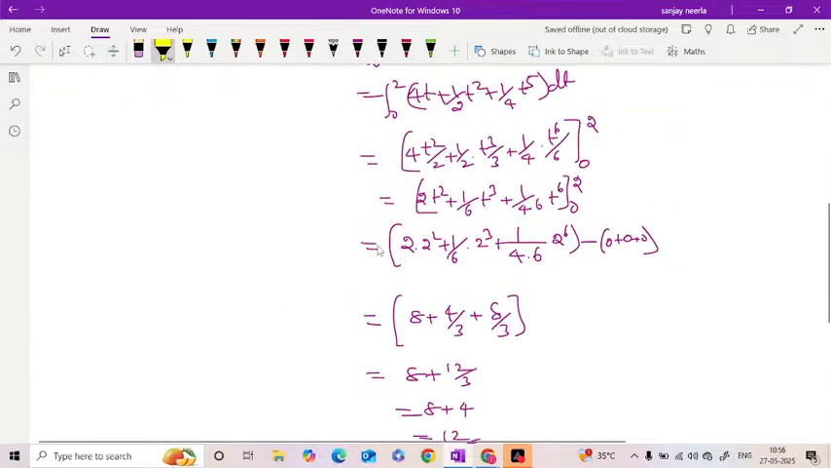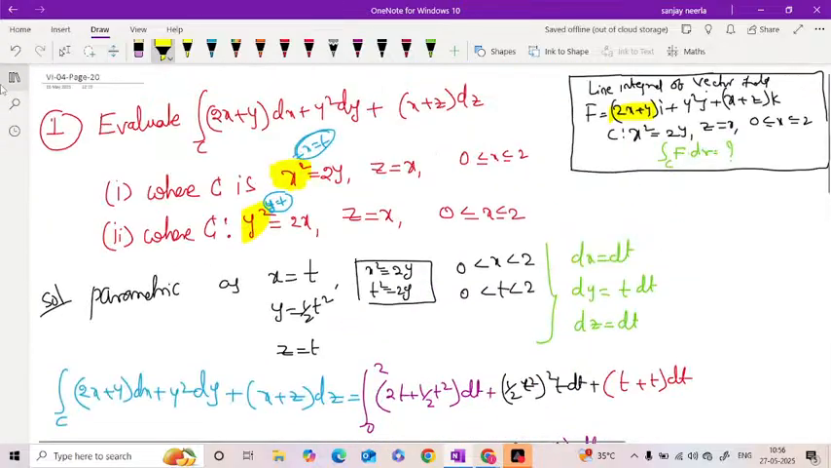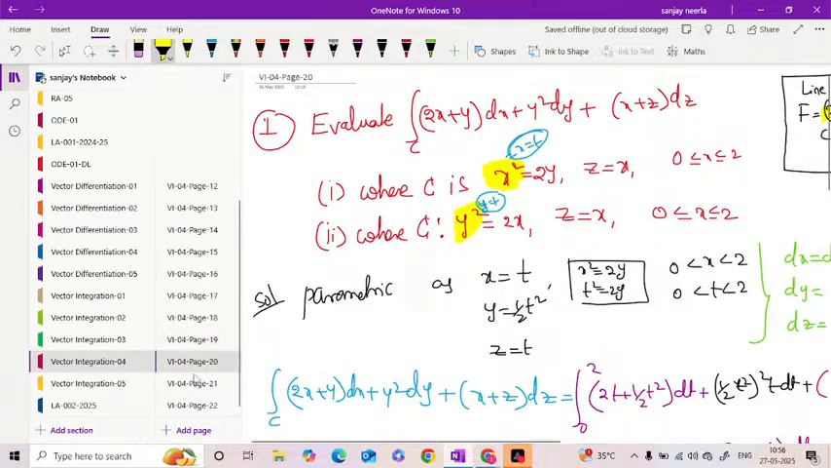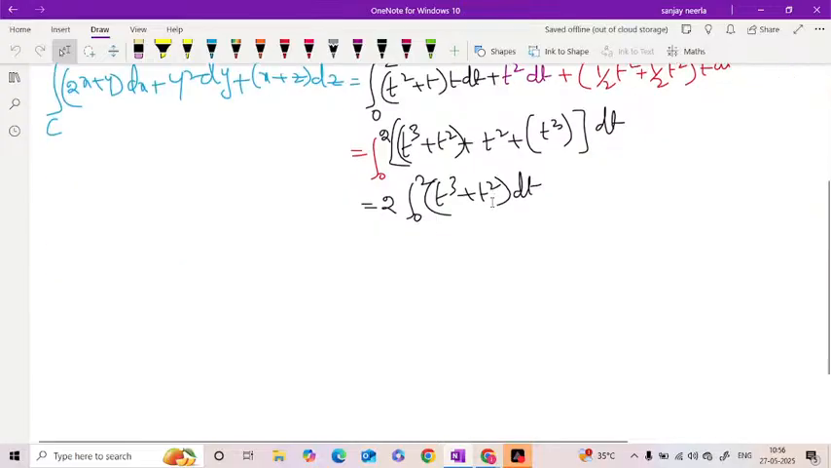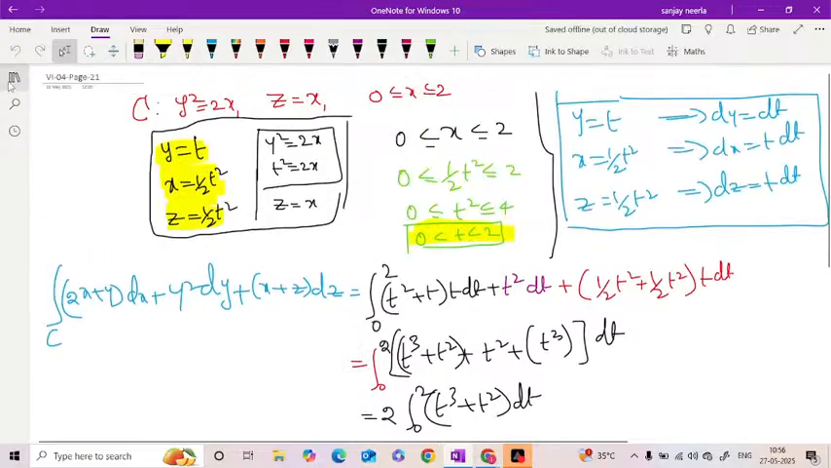After substituting, for the first problem you will get the answer 12. Second problem, you will get the result.